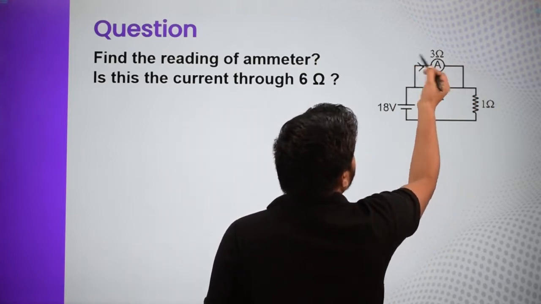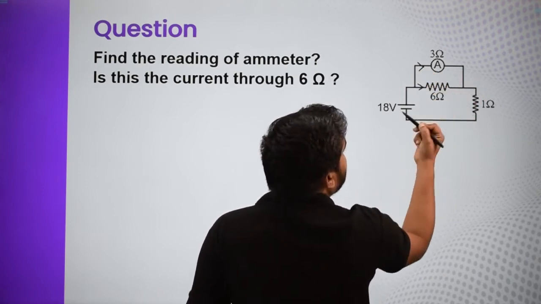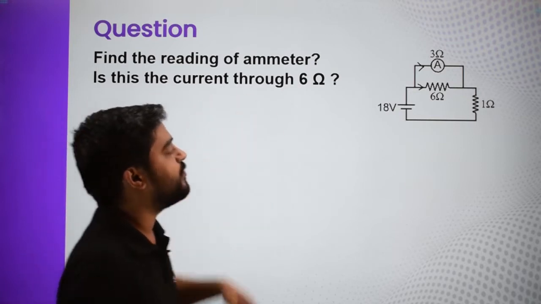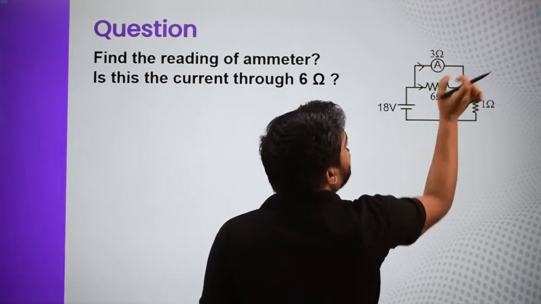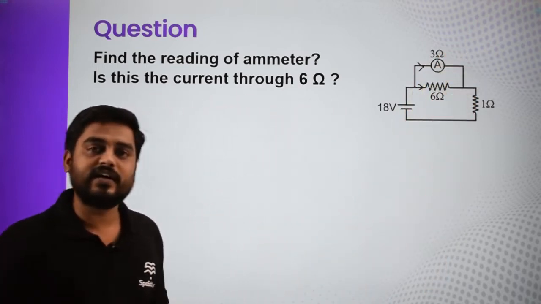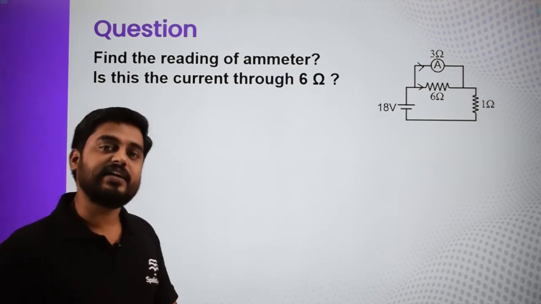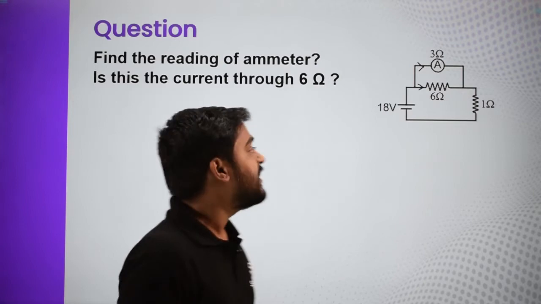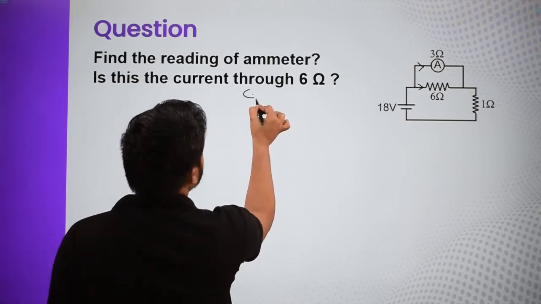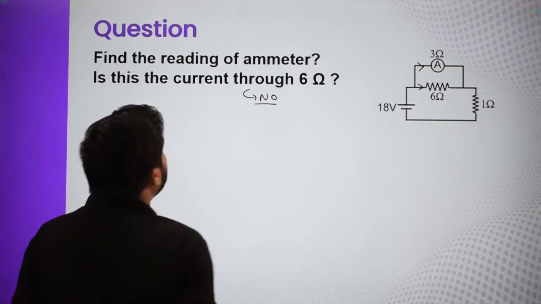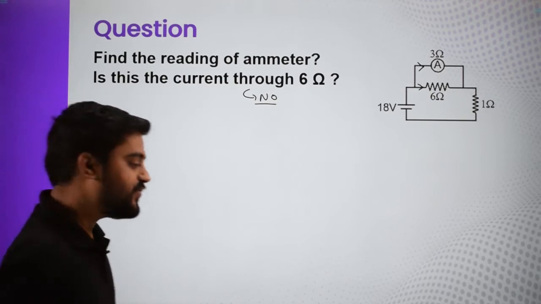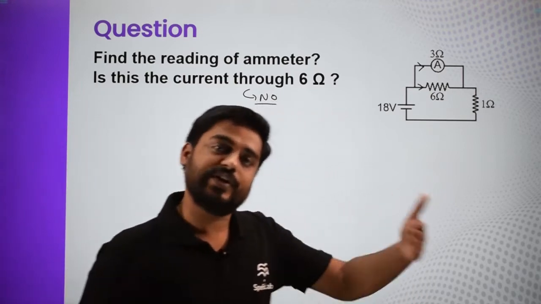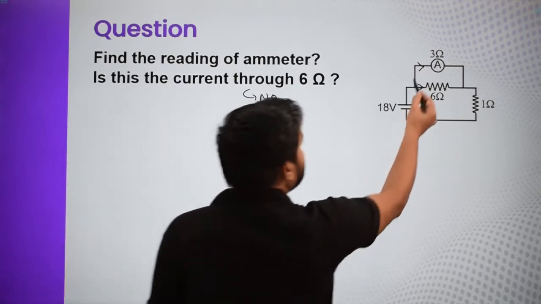So let there be a current, and there will be some other current in this 6 ohm resistor. If we want to get the current through 6 ohm, then ammeter needs to be connected over here. Then only we can get the current through the 6 ohm, if ammeter is connected in series with the 6 ohm. Here it is connected in parallel. So answer for this is no. And now let us calculate the reading of ammeter. So what is the reading of ammeter? Ammeter measures the current passing through it. Okay. So here it will give the reading of this much current.